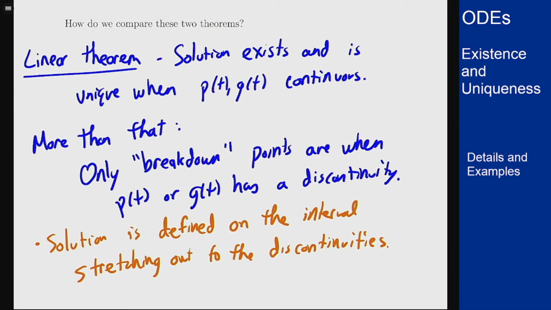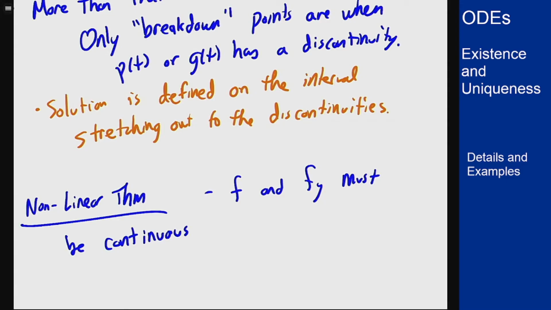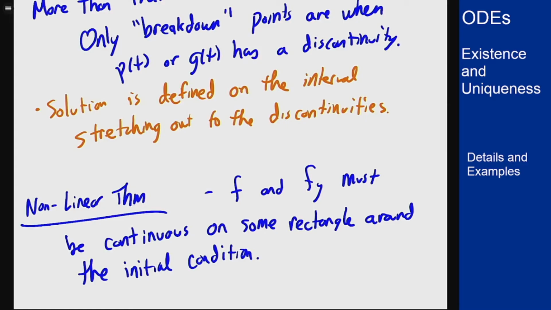Now, the nonlinear theorem tells us a lot less. First of all, it has extra conditions: both the function and its partial in y must be continuous. These aren't just functions of t, they're functions of t and y, so it's continuous on some rectangle around the initial condition. The issue with this is we don't know what the solution is going to do once it leaves the initial condition.